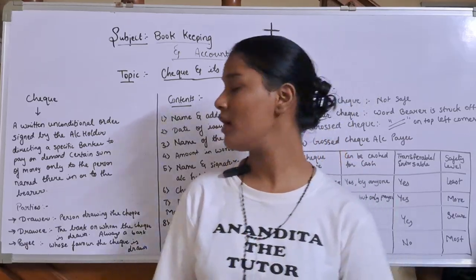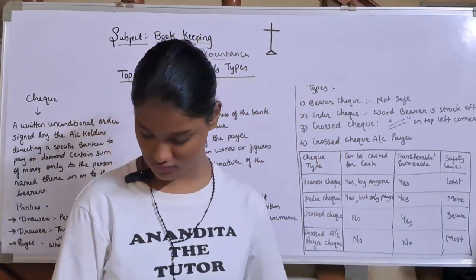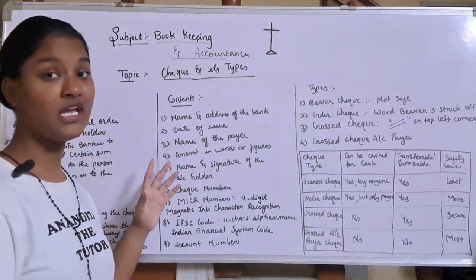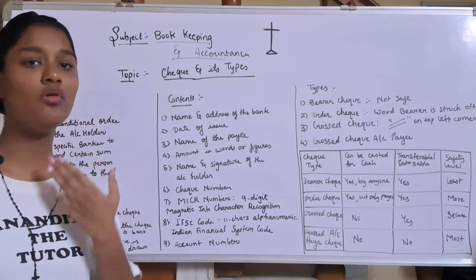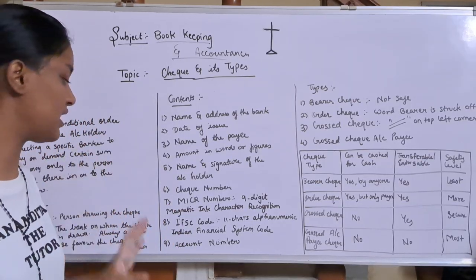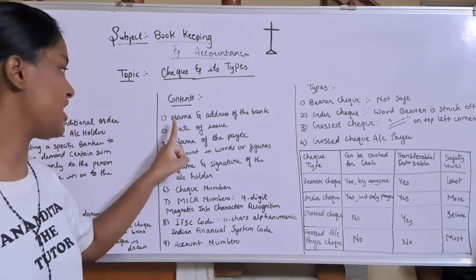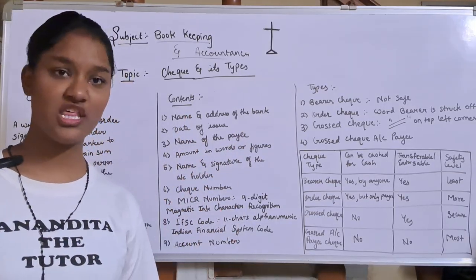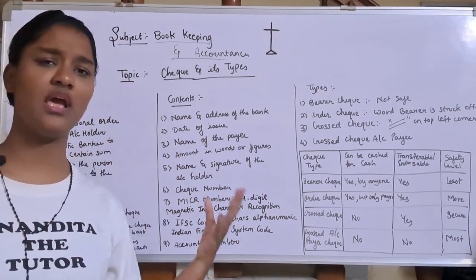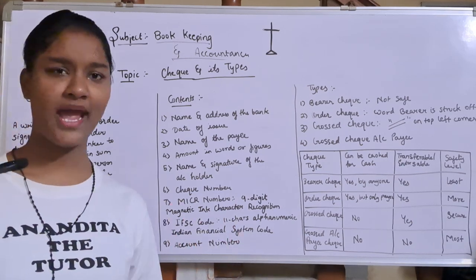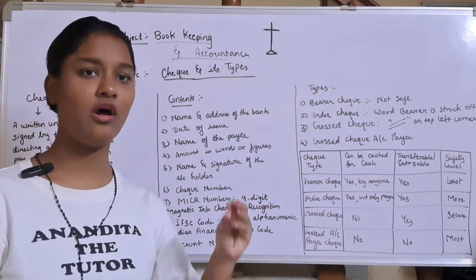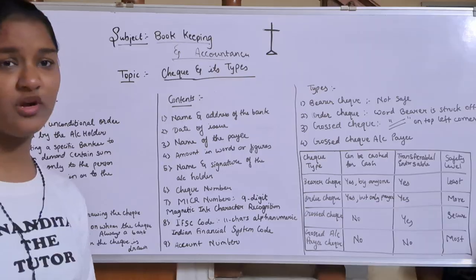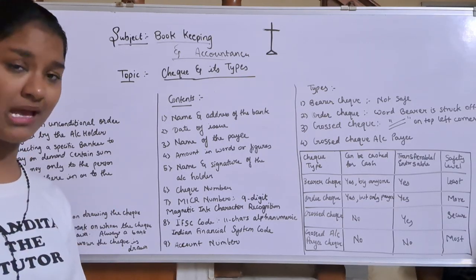Okay. Now we'll learn what are the contents in a check. So whenever you see a check, all these contents are on a check. First, name and address of the bank. So the check is of which bank? Say IDFC Bank or Axis Bank or State Bank of India. The name of that particular bank is written, and the address of the bank is written.